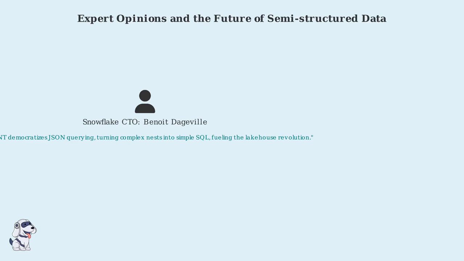Industry leaders offer valuable insights into the evolution of semi-structured data handling. Snowflake CTO Benoit Dageville emphasizes how Variant democratizes JSON querying, transforming complex nested structures into simple SQL operations that power the lakehouse revolution. Databricks CEO Ali Ghodsi highlights Parquet's nested support as crucial for data unification, predicting that future AI will make querying as intuitive as natural language.